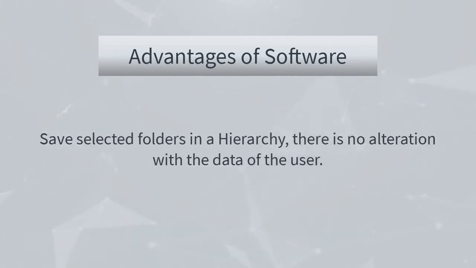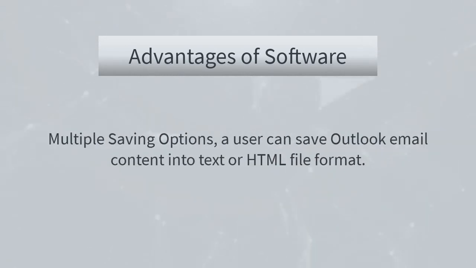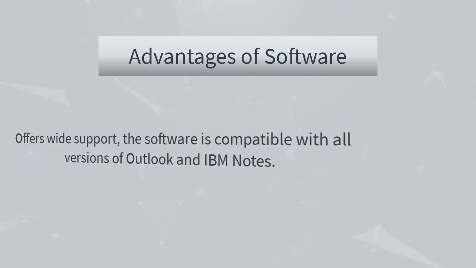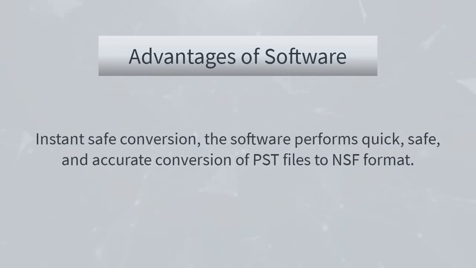Save selected folders in a hierarchy. There is no alteration with the data of the user. Multiple saving options. A user can save Outlook email content into text or HTML file format. Offers wide support. The software is compatible with all versions of Outlook and IBM Notes. Instant safe conversion. The software performs quick, safe, and accurate conversion of PST files to NSF format.